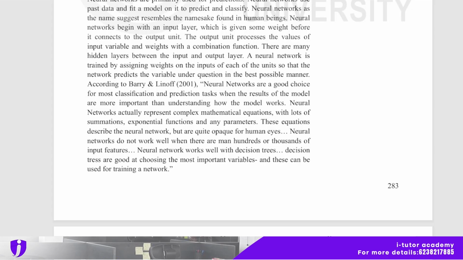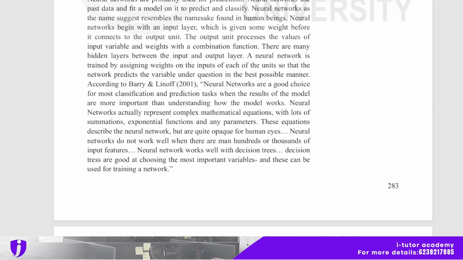A neural network is trained by assigning weights on the input of each of the units so that the network predicts the variable under question in the best possible manner. And according to Berry and Linoff, neural networks are a good choice for most classification and prediction tasks when the results of the model are more important than understanding how the model works. Neural networks actually represent complex mathematical equations with lots of summations, exponential functions and many parameters. These equations describe the neural network but are quite opaque to human eyes.